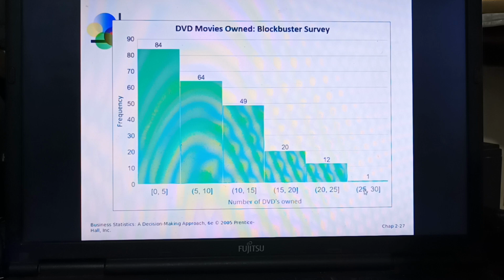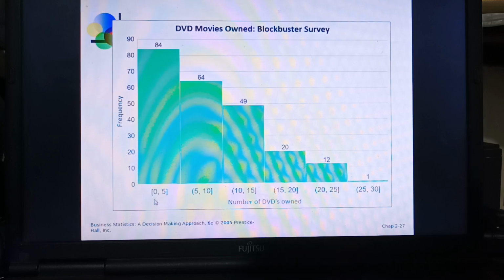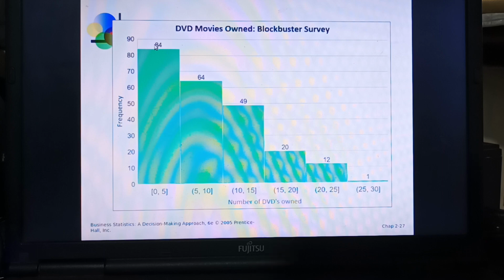You notice there was only one respondent who belonged to the class from 25 to 29. 12 for 20 to 24. 12 persons owned at least 20 DVD movies. And there were 84 of the respondents who said that they have at most 4 DVD movies.